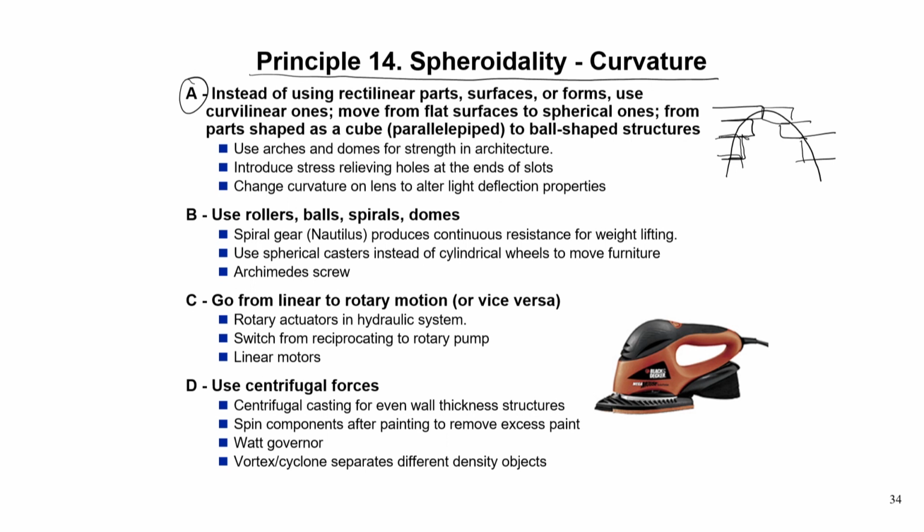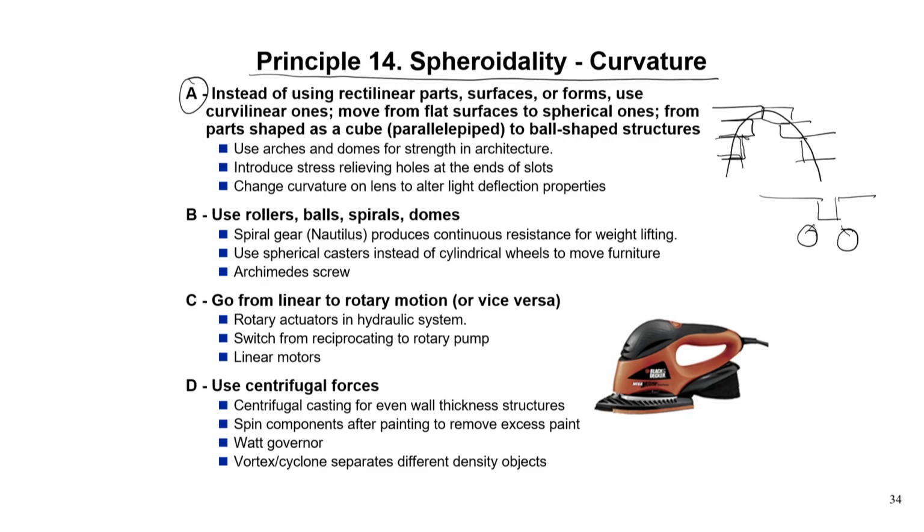Similarly, introduce stress relieving holes at the ends of slots. You might have seen that in any slot, there is a chance of cracks propagating. So, you keep such small holes that will deflect the crack, and then change curvature or lengths to alter the deflection properties. Other examples could be the use of rollers, balls, spirals and domes, like the spiral gear, or the use of spherical casters, or the famous Archimedes screw. So, these are all uses of rollers, balls, spirals.